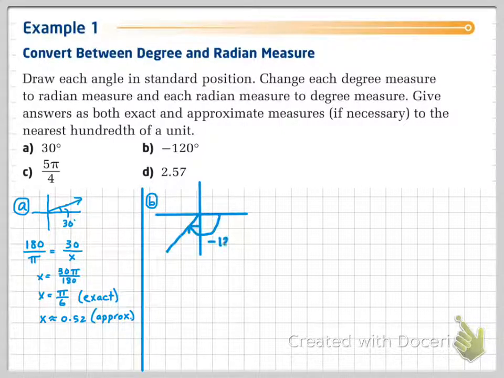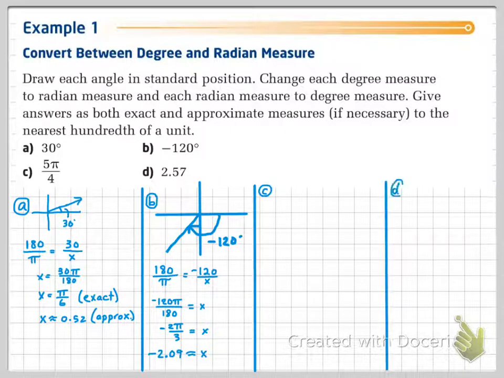In B, we've got negative 120 degrees. So you'll notice that negative 120 is going to go down there. 180 over pi is negative 120 over x. Again, we're going to cross multiply and divide. That means that we're going to get negative 120 times pi over 180, and that's going to be negative 2 pi over 3 if we divide both the top and the bottom by 60. That, of course, is our exact measure, and our approximate measure is about negative 2.09.